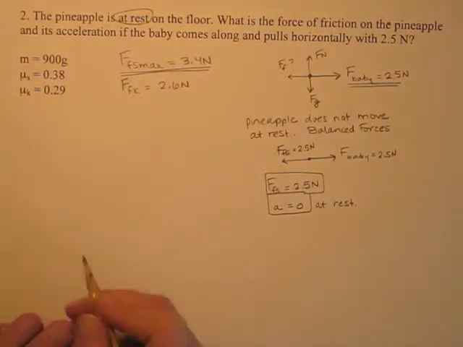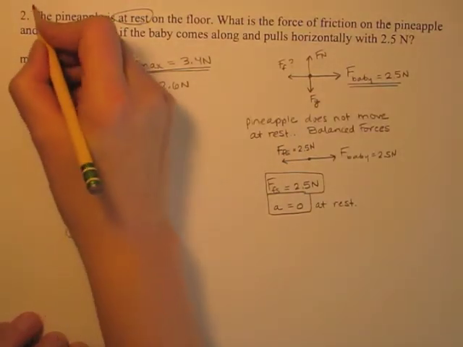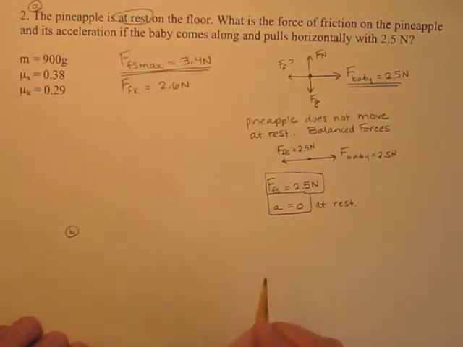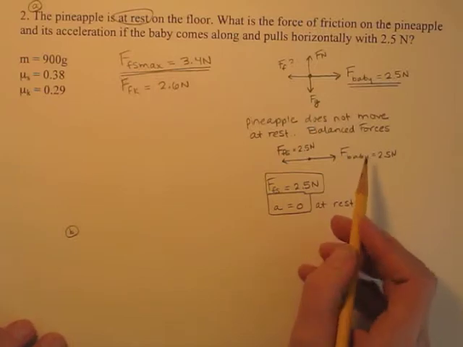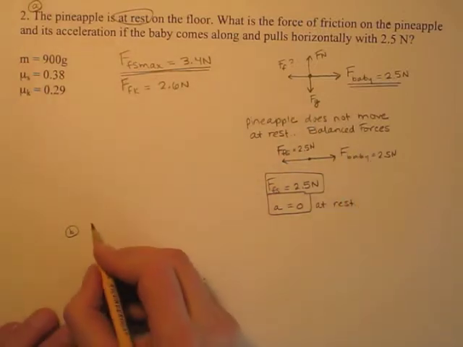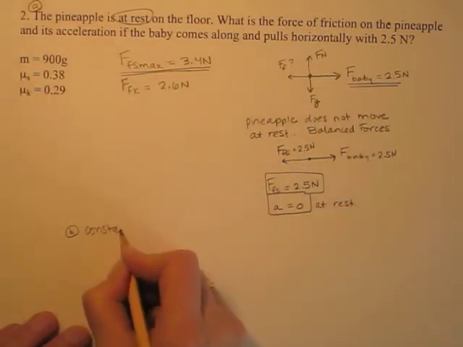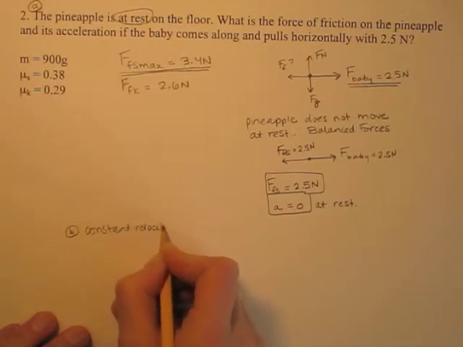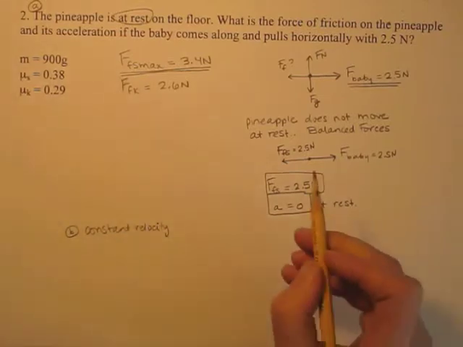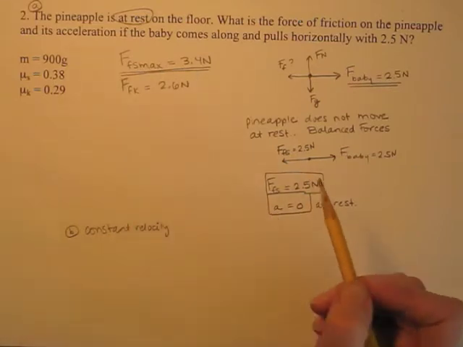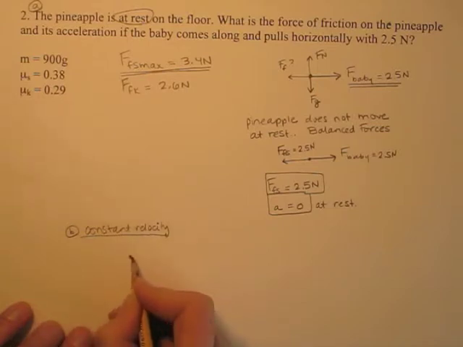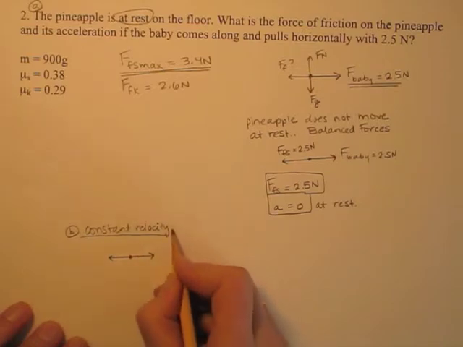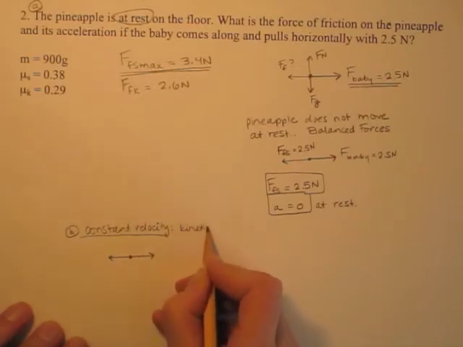And a little bonus part B to this, just to sneak in one more idea, is to ask the question, what force would the baby have to pull with to make the pineapple move at constant velocity? So let's suppose that the baby has gotten the pineapple moving. So the baby's pulled with more than 3.4 newtons, got the pineapple moving, and now wants to move it at a constant velocity. Well, constant velocity means balanced forces, but if it's moving, that means we have kinetic friction.